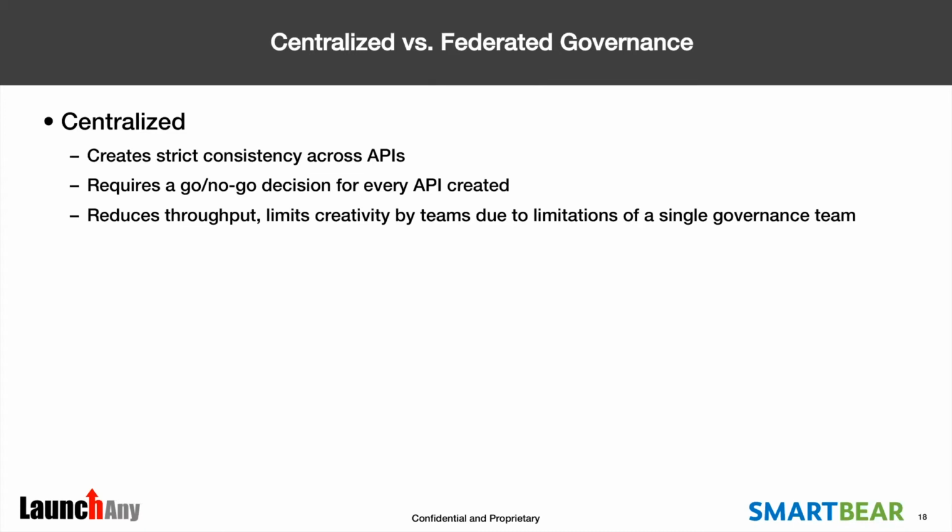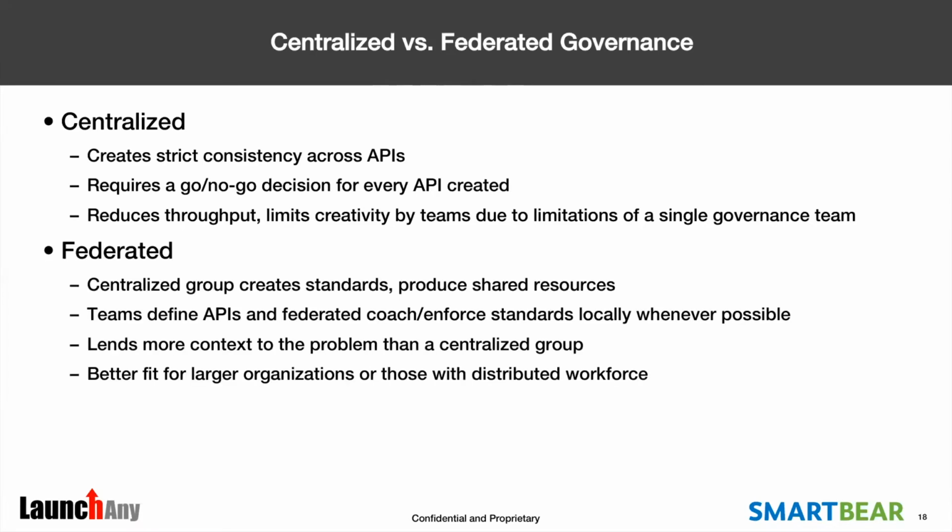However, having a centralized team can reduce throughput and limit creativity of the teams. A lot of the centralized groups don't understand the entire enterprise from end to end. They don't have the context of a variety of different business units or lines of business within an enterprise. So a lot of these larger scale organizations start off with a centralized team, but they're finding that if they move into a federated approach, they actually have a lot more to gain.